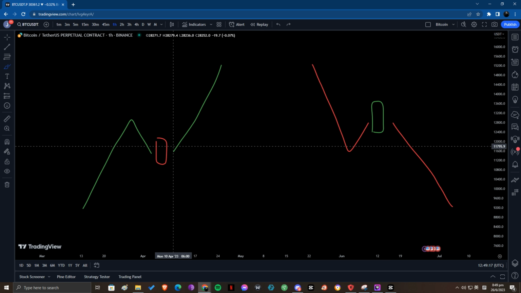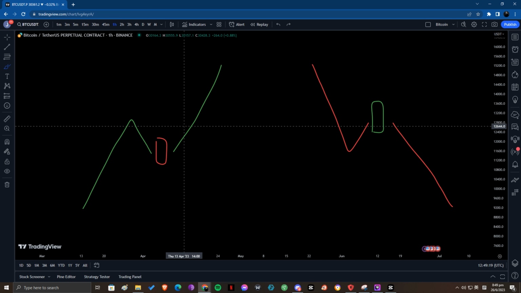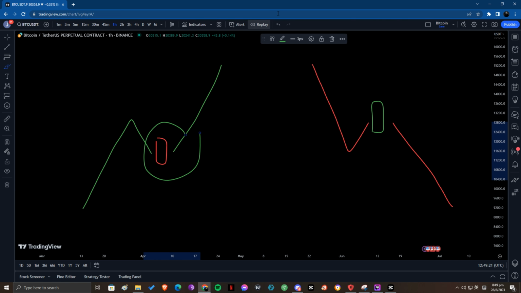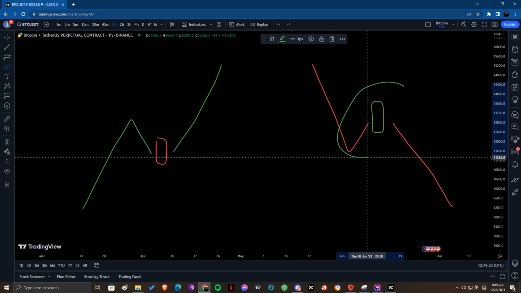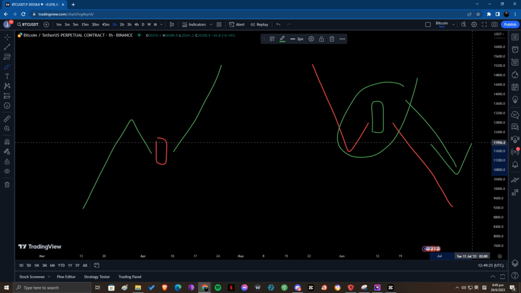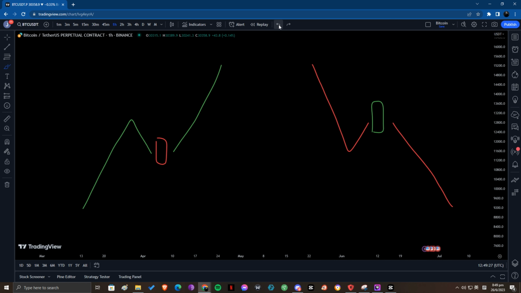So just a recap: a move up is the last red candle before a move up, and a move down is the last green candle before a move continuing back down. Okay, clear? This is very clear. If you're still not understanding this, please replay the video and understand this one.